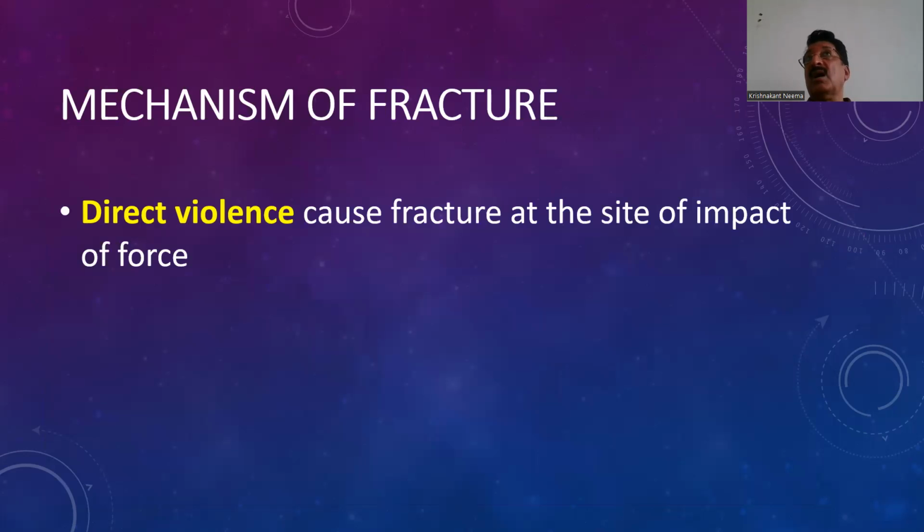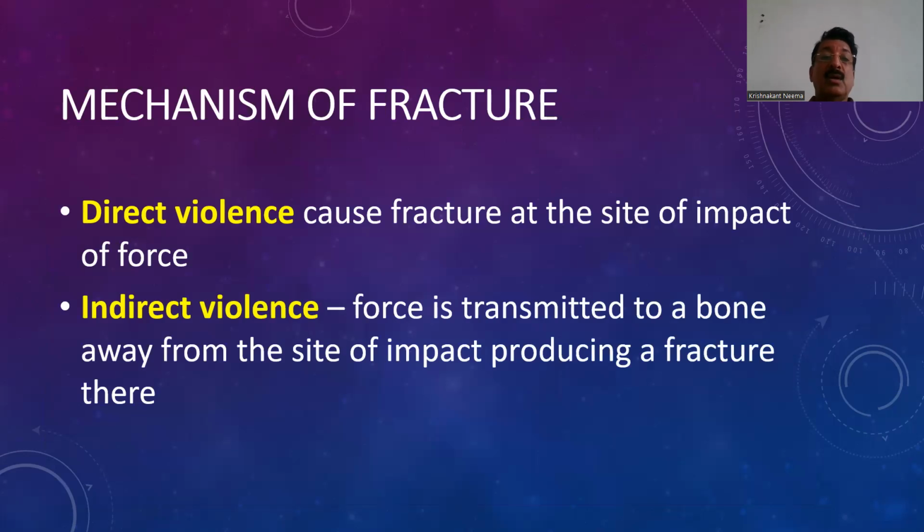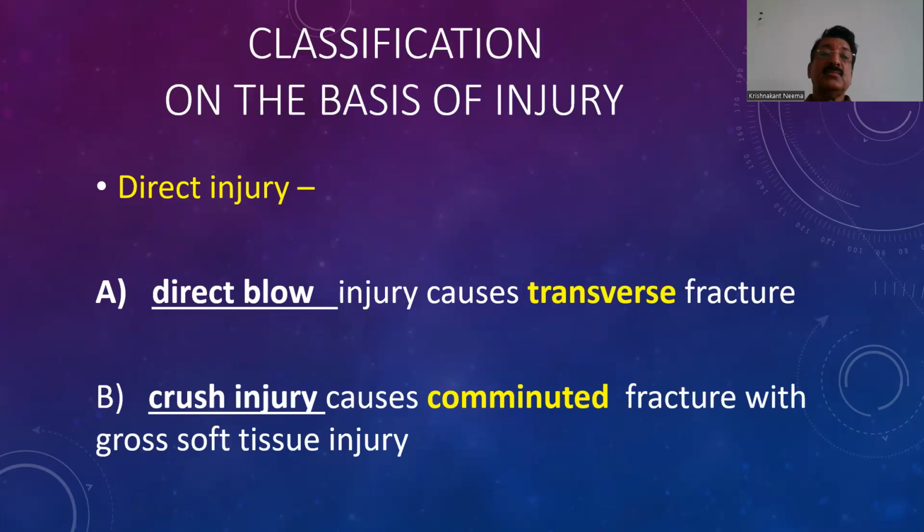How did the fracture occur? Fracture can be due to direct violence, causing the fracture at the site of impact of force, or fracture can also be due to indirect violence, where force is transmitted to a bone away from the site of impact, producing a fracture there. And based on these two different mechanisms, we can also classify fractures.